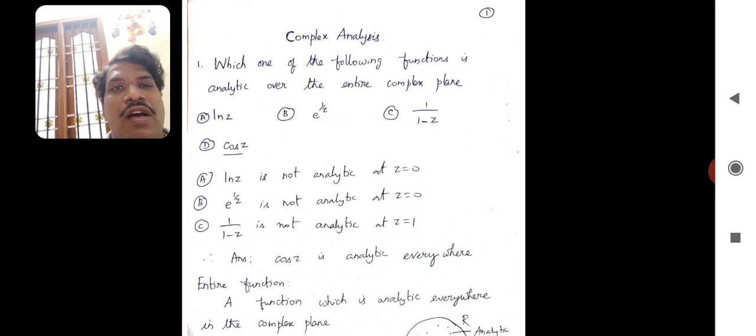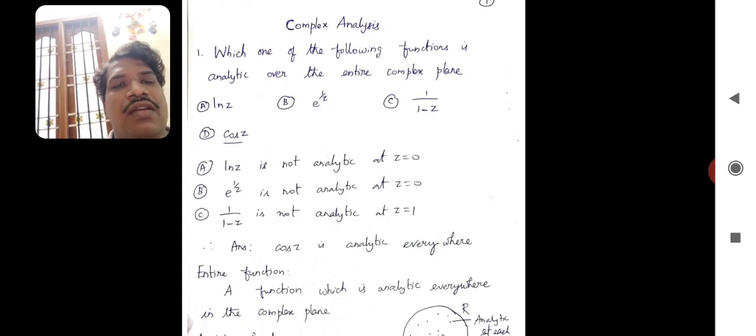Before answering this question, let us see what is an analytic function, what is an entire function, and a few relevant topics related to the analytic function. A function which is analytic everywhere in the complex plane is called an entire function. That is, the function f of z must be analytic at every point in the complex plane.